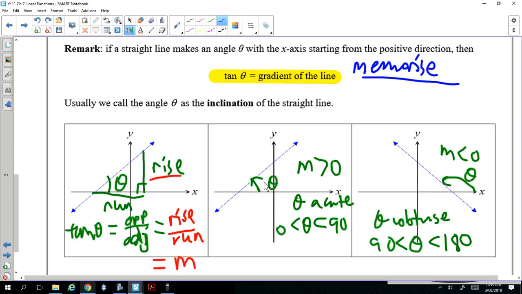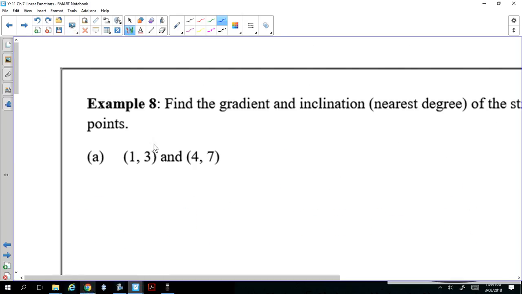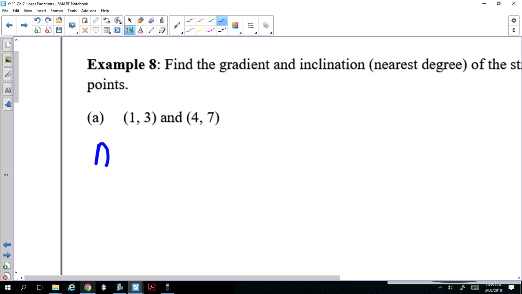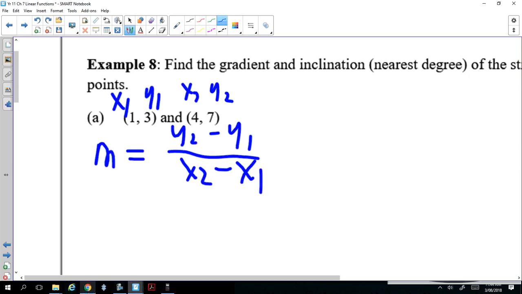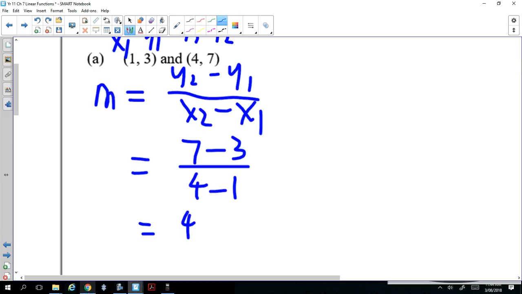Okay, let's find the gradient. So m equals (y2 minus y1) over (x2 minus x1). Using the formula, you get 7 minus 3 over 4 minus 1, and the gradient becomes 4 over 3. So it's pretty easy, isn't it? Now the question is, what's the angle? To get the angle, you go tan theta equals m. And what's m? 4 over 3.